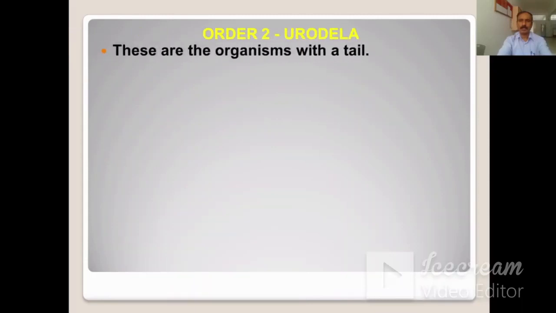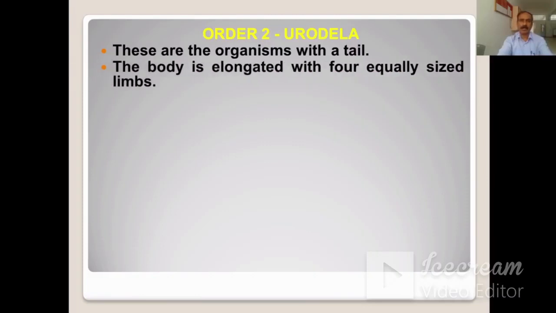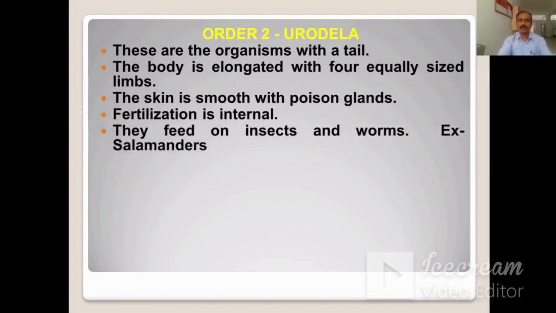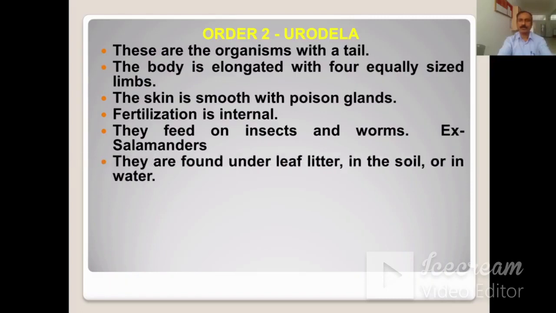Let us discuss the second order, that is Urodela. These are the organisms with tail. The body is elongated with four equally sized limbs. In these animals, the skin is smooth with poison glands. Fertilization is internal. They feed on insects and worms, for example, salamanders. They are found under leaf litter in the soil or in the water.